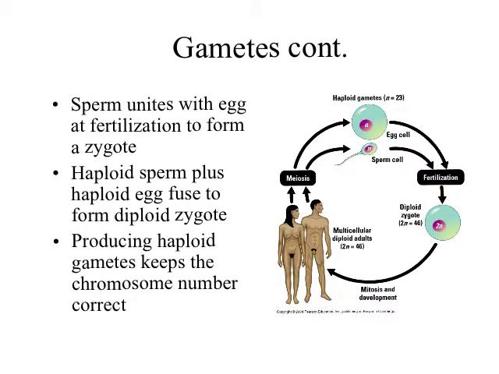Alright, so when a sperm unites with an egg at fertilization, it forms a zygote. Okay, remember, the sperm cell is haploid and the egg cell is haploid, and when those two come together, we get a diploid zygote. So like I said before, we have to produce these haploid gametes so that we keep the chromosome numbers correct generation after generation. Otherwise, we'd start doubling, and then by the time the fifth generation comes around, we've got hundreds and hundreds of chromosomes in each cell, and that would just make it go haywire.